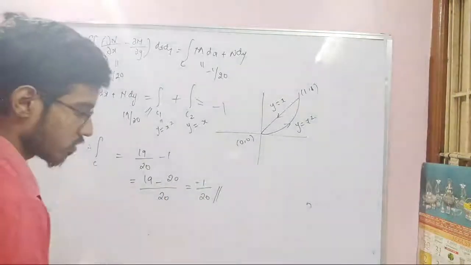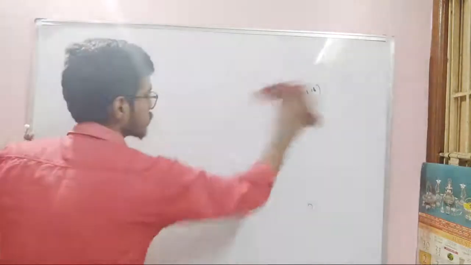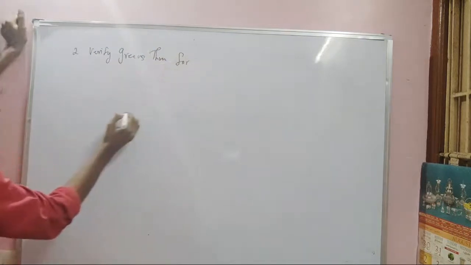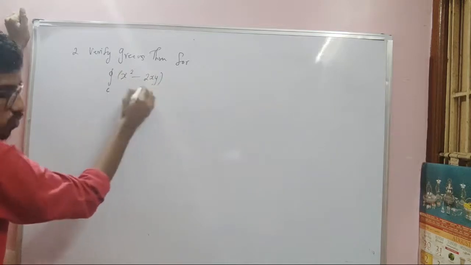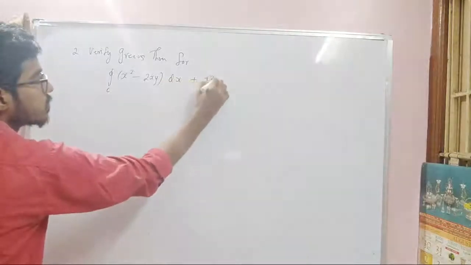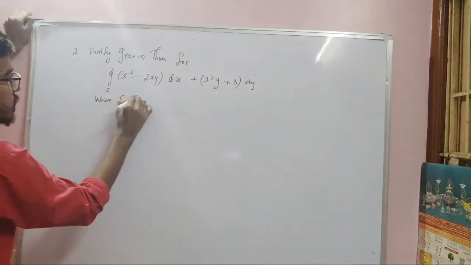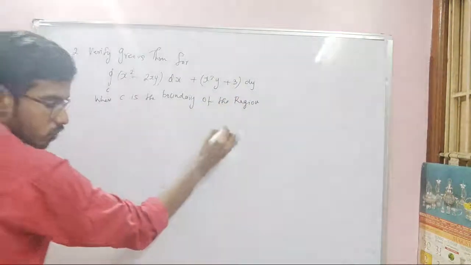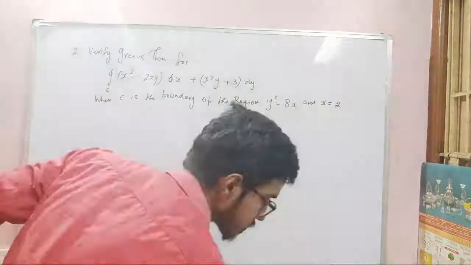The next problem is the second problem. Verify Green's theorem for the integral over c of (x square minus 2xy) dx plus (x square y plus 3) dy, where c is the boundary of the region y square is equal to 8x and x is equal to 2, right? Y square is equal to 8x and x is equal to 2.